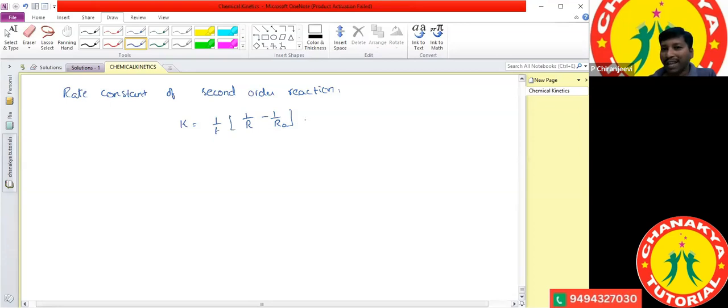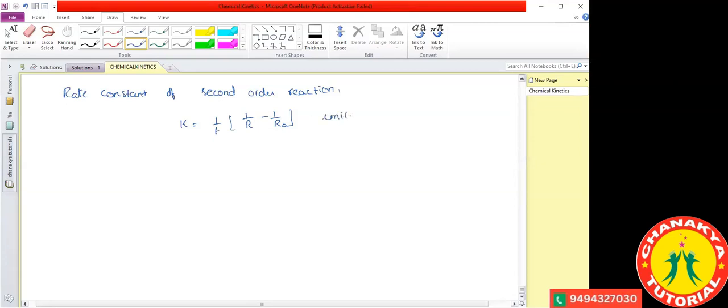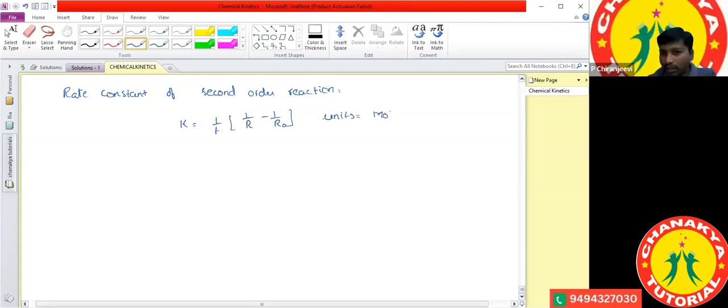What are the units of the second order reaction? Mole inverse, liter, second inverse. Very good. Sir, how do we write the units of the second order, third order reaction? We have a general formula. What is the general formula? Mole to the power of 1 minus n, liter to the power of n minus 1, and second inverse. By using that formula, we find out the units of the second order, third order, nth order of the reaction.